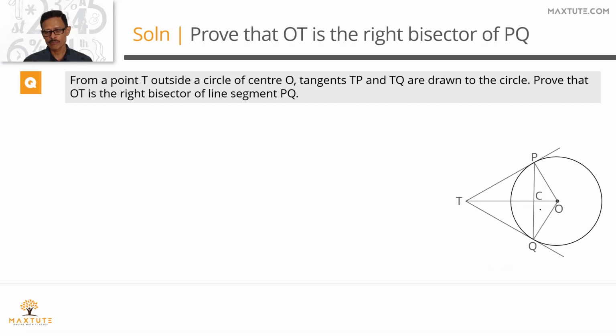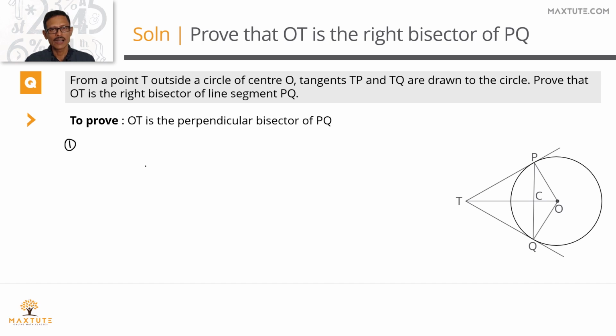Let's get started. Let's say point C is the point where OT meets PQ. What we need to prove is OT is a right bisector, which means it has to bisect PQ and it should bisect it at right angles, essentially meaning that we need to prove that OT is a perpendicular bisector of PQ. We're going to be doing it in 2 steps. Step 1, we'll establish one pair of congruence between 2 triangles. Step 2, we'll establish another pair of congruence between a different set of 2 triangles and use these two and the CPCT to establish whatever we have to.